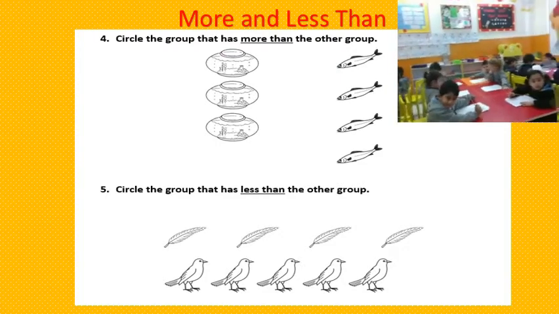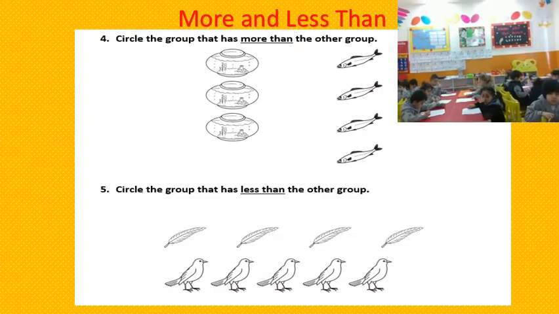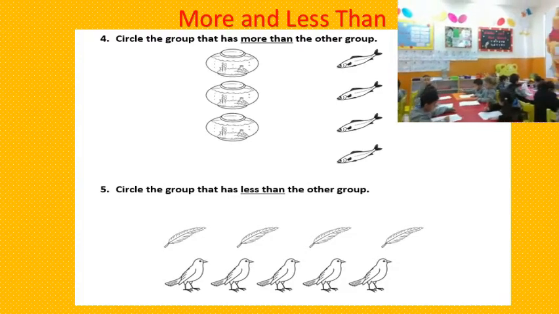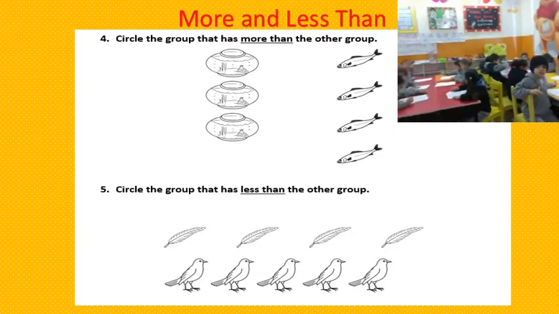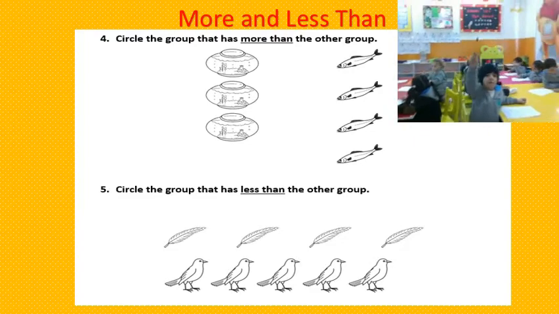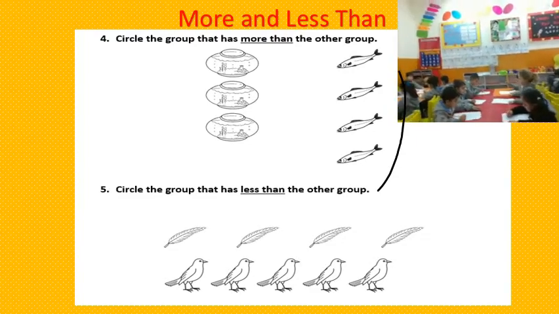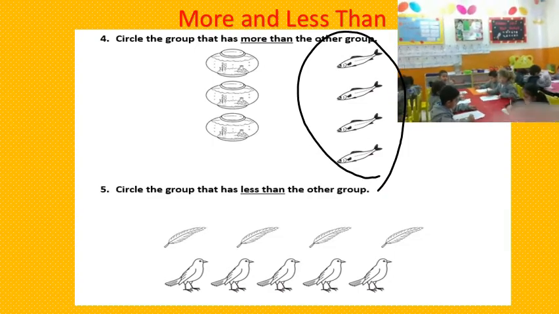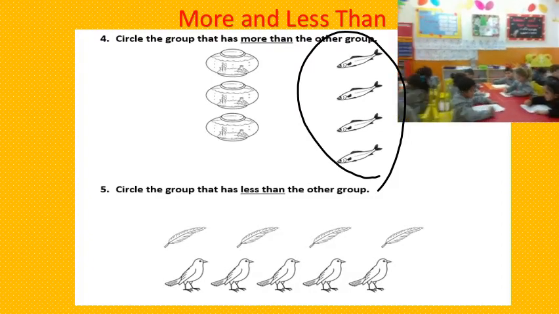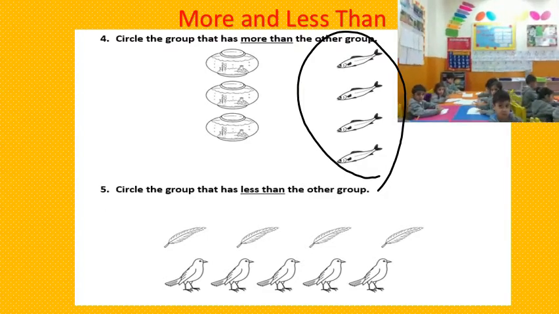Now we have more and less than. So number 4 asks me to circle the group that has more than the other group. We have 2 different groups here, one of bowls and one of fish. Which group has more? Lay? The fish. How many fish do we have? 4. How many bowls do we have? 3. So obviously the fish are more. Okay? So go ahead and circle it.